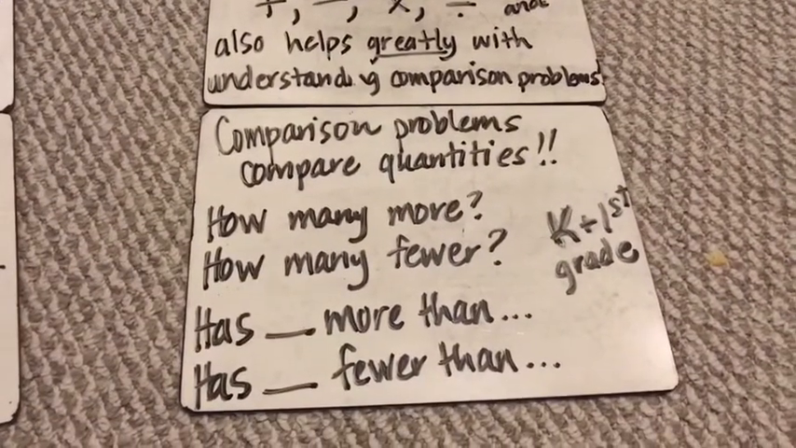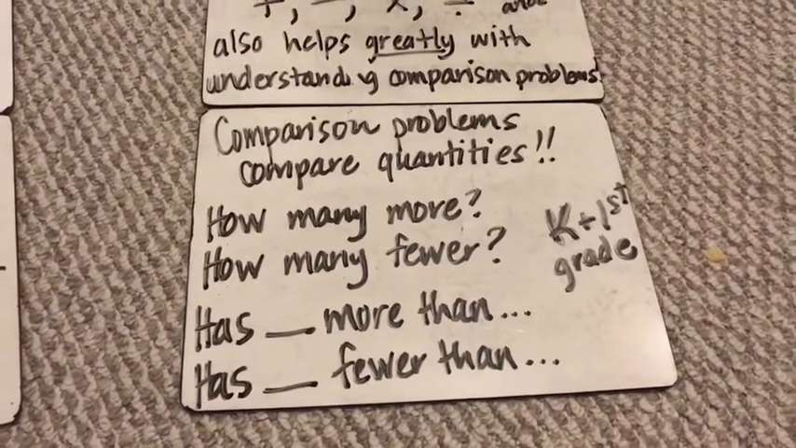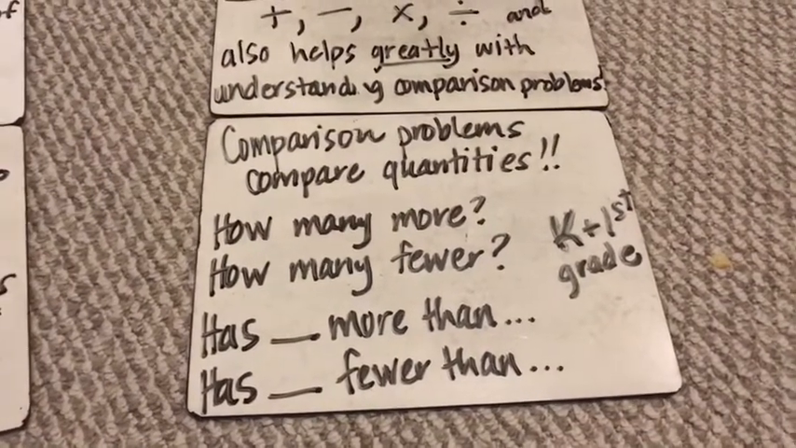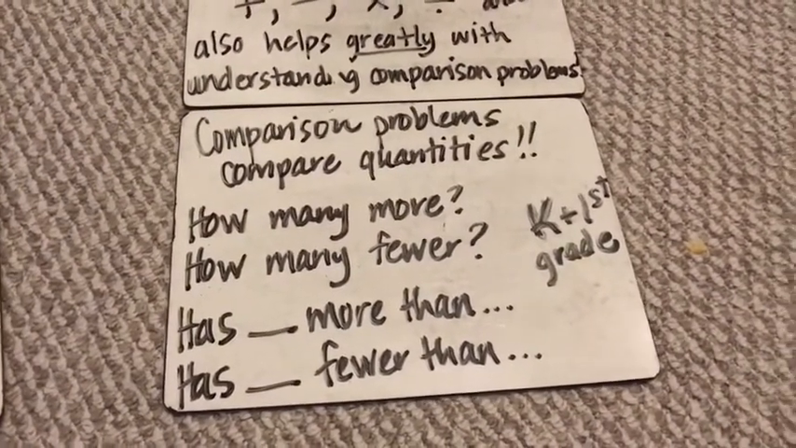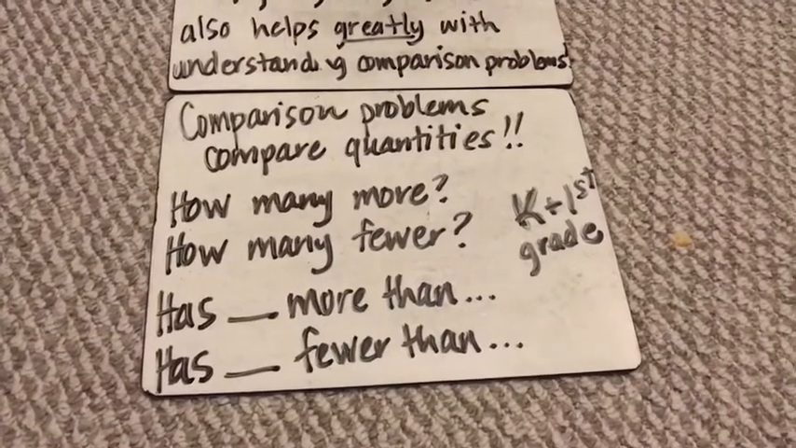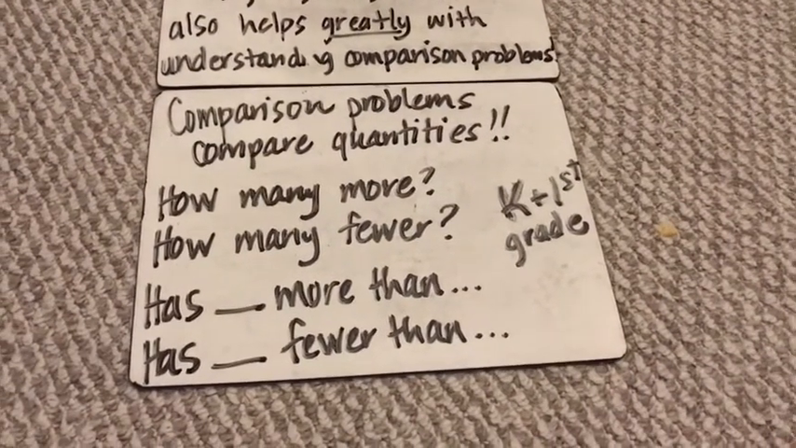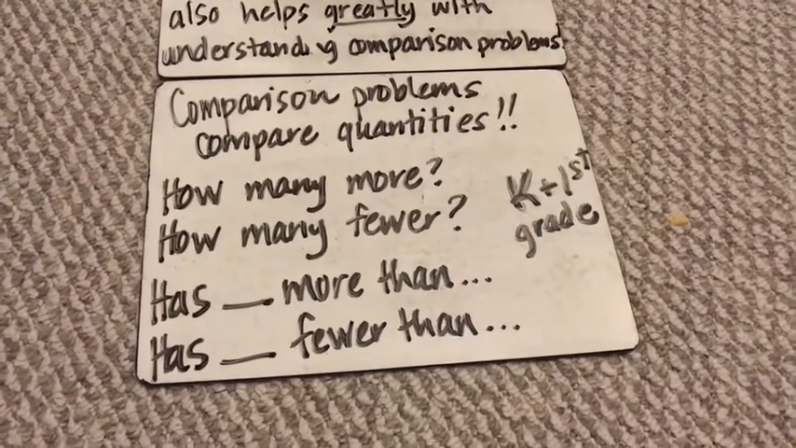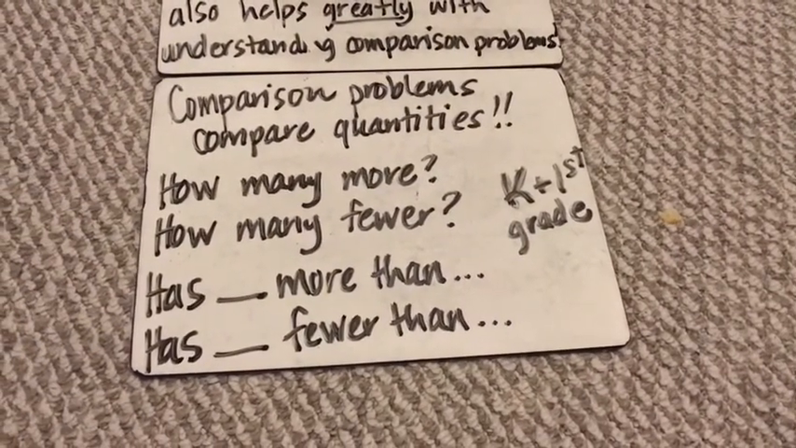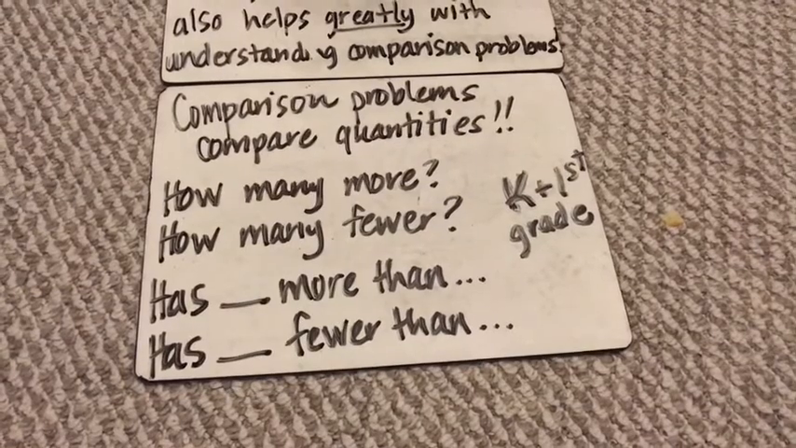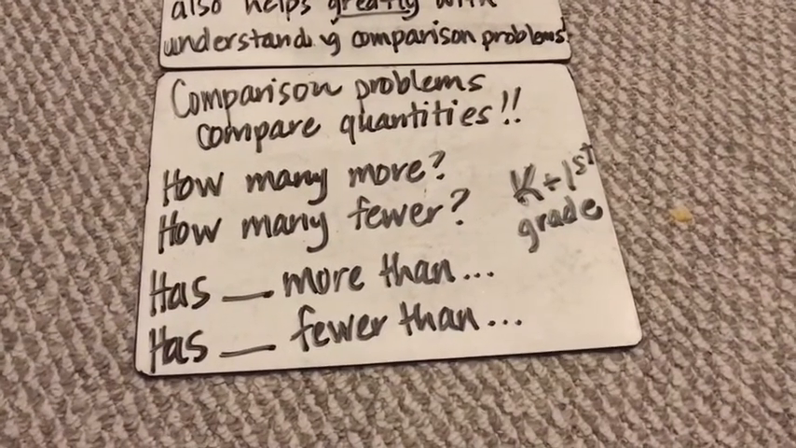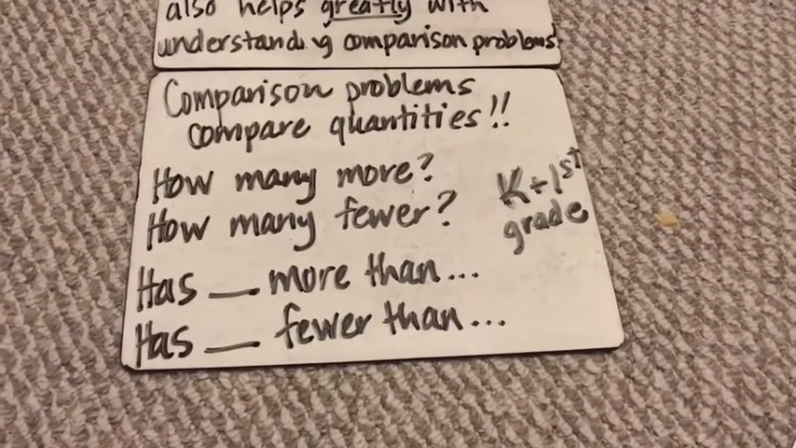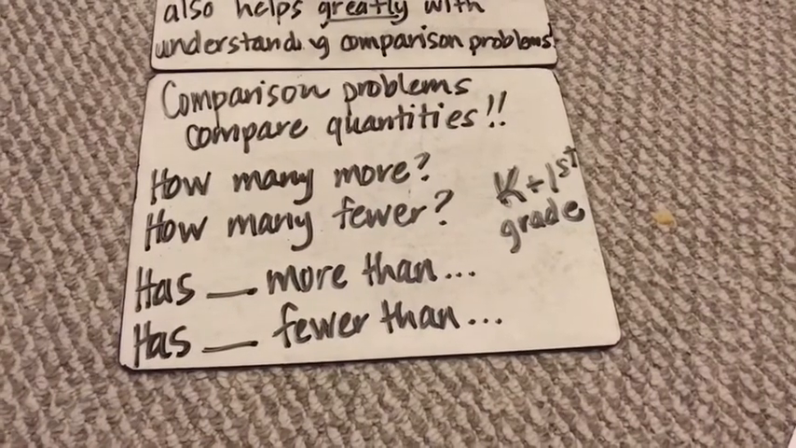Comparison problems are just problems that compare quantities. They might ask questions like, there are 7 red fish and 4 blue fish. How many more red fish than blue fish? Or how many fewer blue fish than red fish? It might say something like, Kai has 5 M&Ms and his friend has 3 more than him. How many does his friend have? Or Kai has 5 fewer than his friend. If his friend has 8, how many does Kai have?